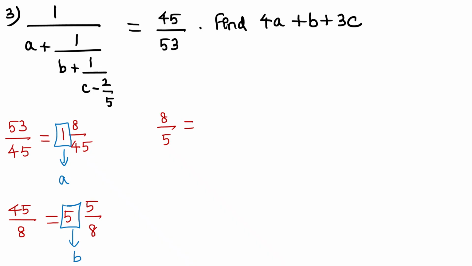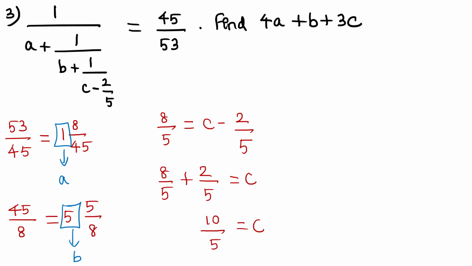So once you get the 8 by 5, look at this particular step. This A, B will be equated to the last step, that is C minus 2 by 5. So you will be getting 8 by 5 plus 2 by 5 equal to C. Then you will be getting 10 by 5 is equal to C. So the C value is equal to 2.